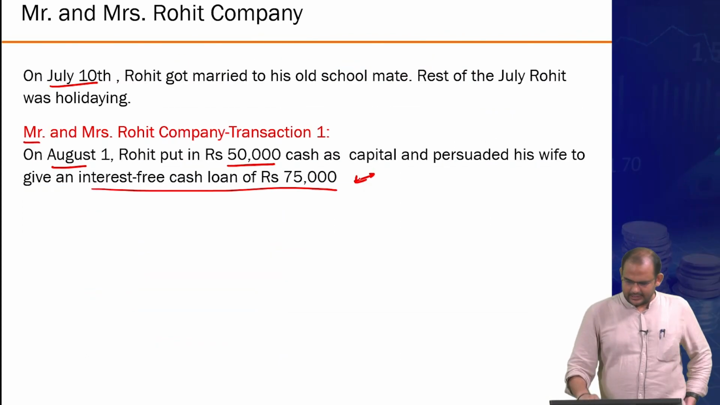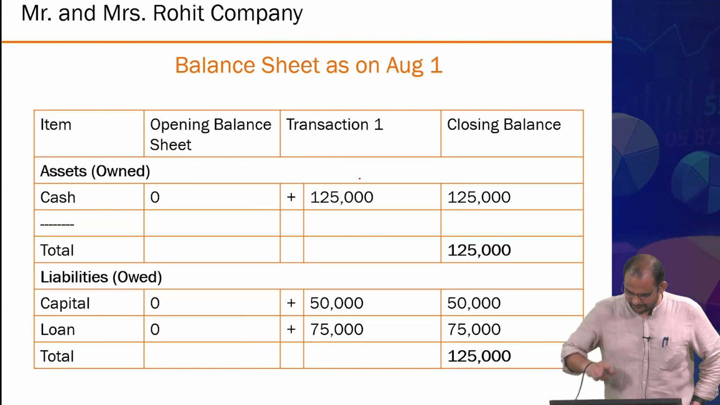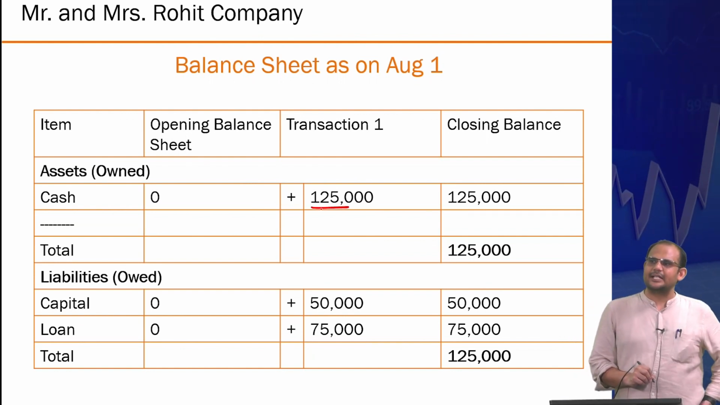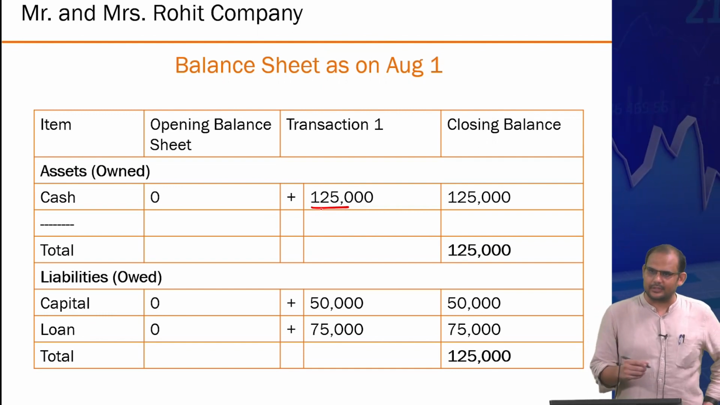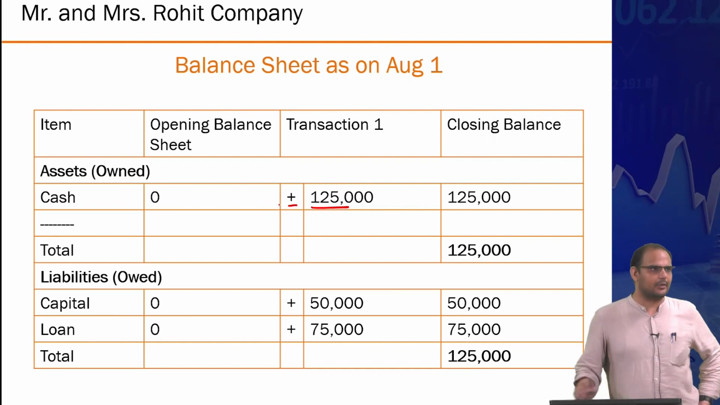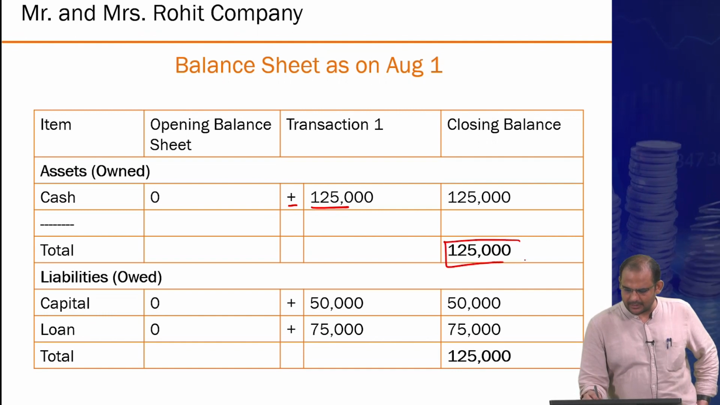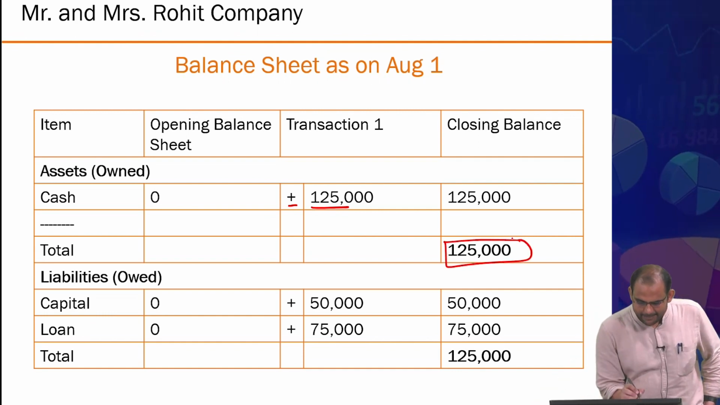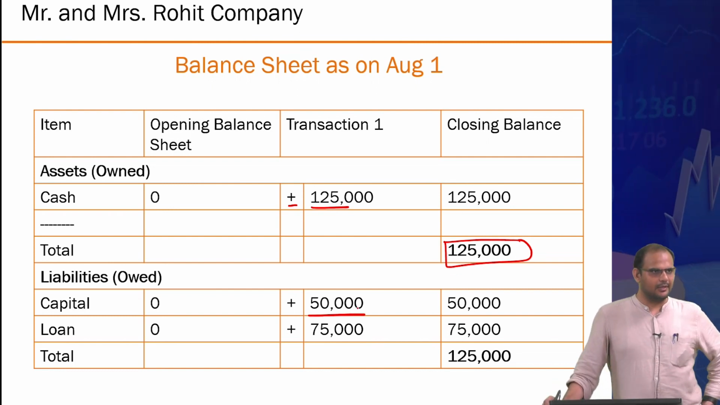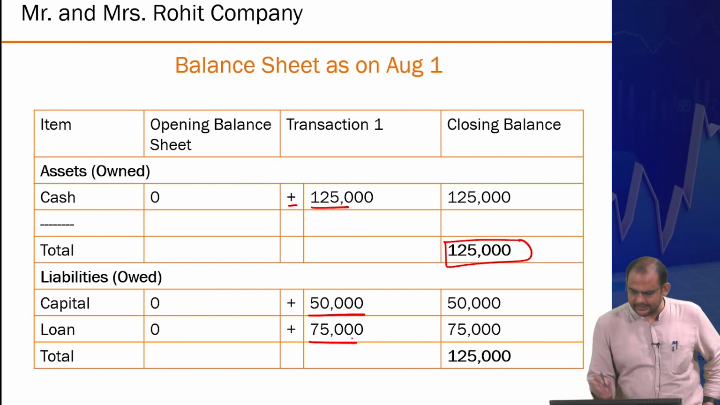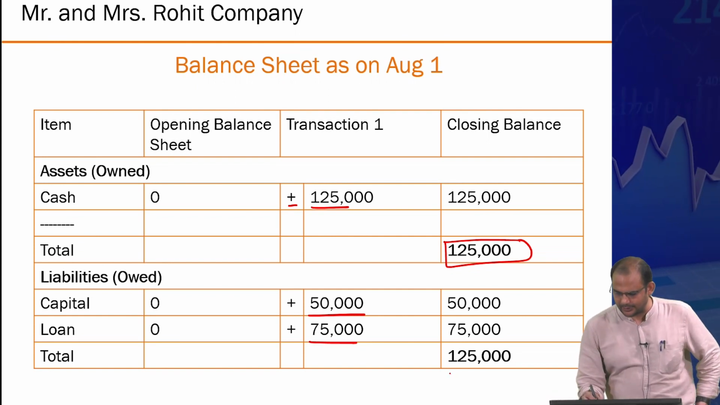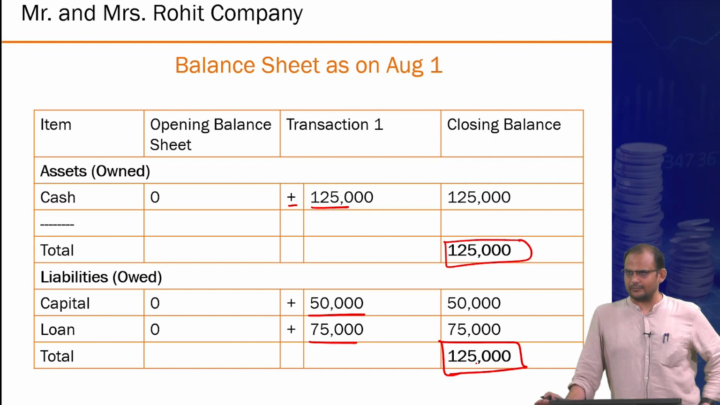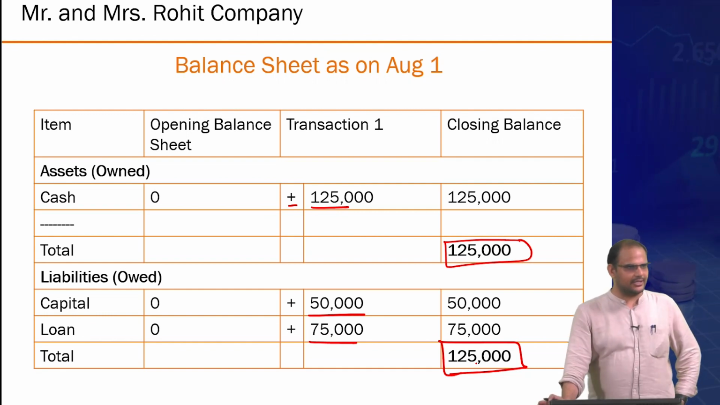So let's come back to the Mr. and Mrs. Rohit company. Transaction-wise, 75,000 plus 50,000, so the cash account gets augmented by 125,000. The total closing balance and the total assets are 125,000, right? Capital is 50,000. Loan is 75,000. The total of the liability side is still 125,000. Okay, makes sense? This transaction is clear.